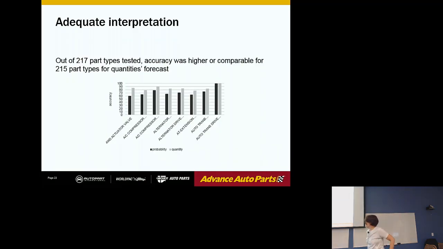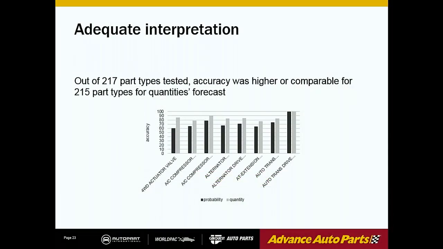What could be done there? So we tested that on 217 part types. And we are interested in the case where the accuracy, or percent of concordant peers, is higher for quantity forecast as compared to probability. And it was for 215 part types out of 217, which we decided was a pretty good case, and we have replaced our probability forecast with the quantity forecast.